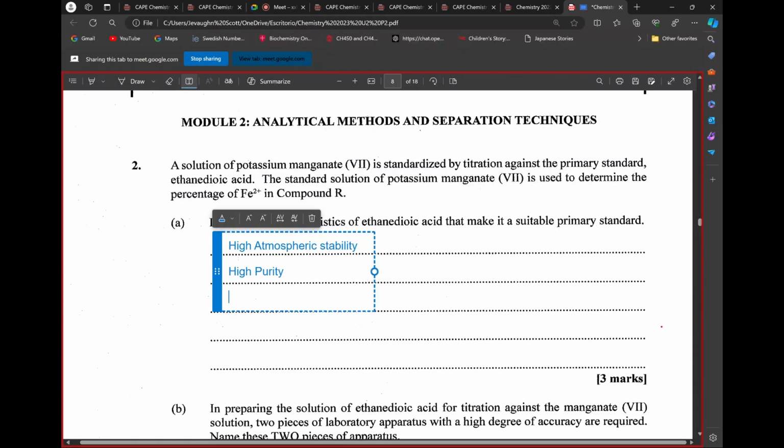Anything else? So it being soluble in water. Somebody said it. High solubility, lovely. Relatively high mass. Right? Atomic mass, actually. Molecular. That's the atomic mass for a molecule.